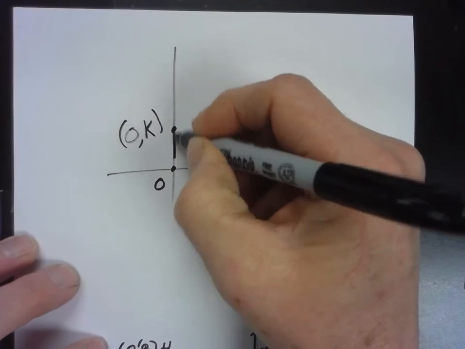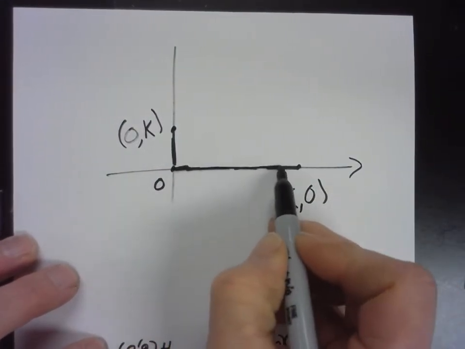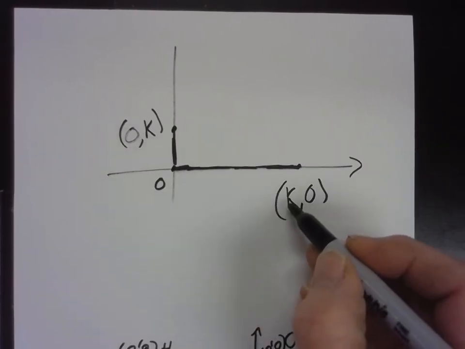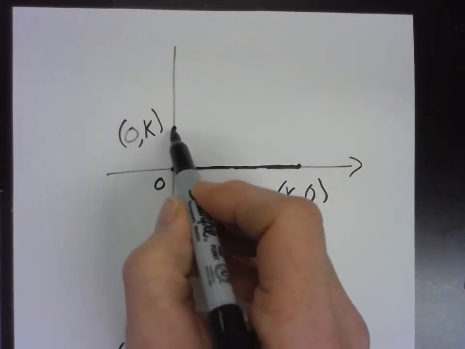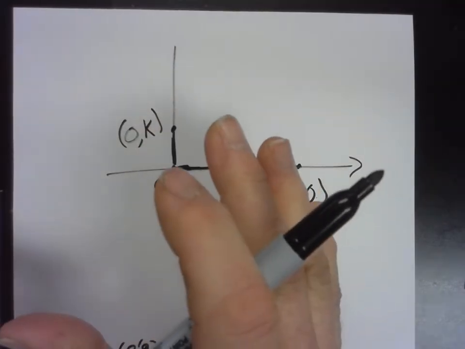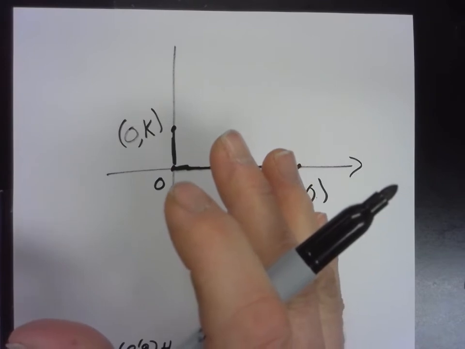Are this segment and this segment congruent? Yes, they are. Do they look congruent in my picture? No, my picture is bad, but it doesn't matter. If this one's at (K, 0) and this one's at (0, K), those segments are the same length, no matter how badly I draw them. And I've seen your homework before. Right? Okay.